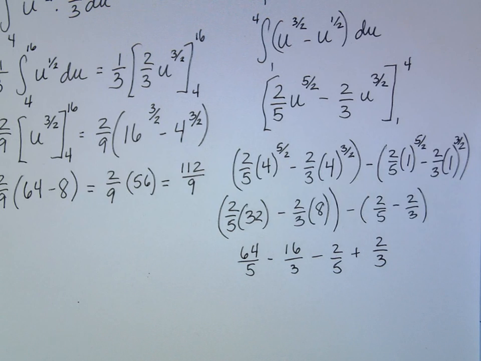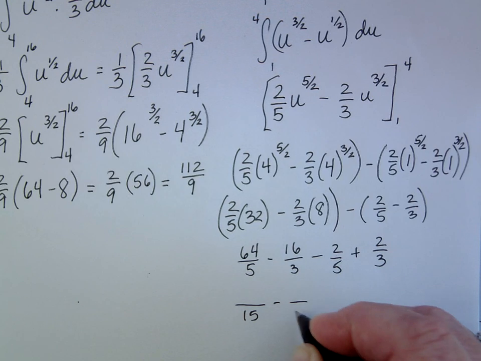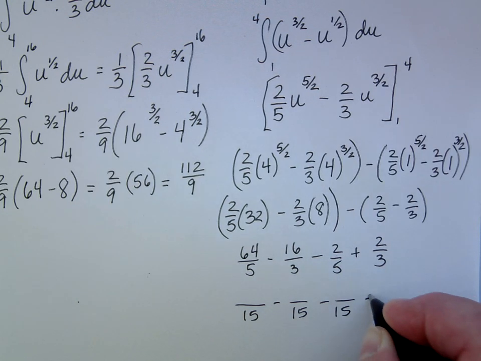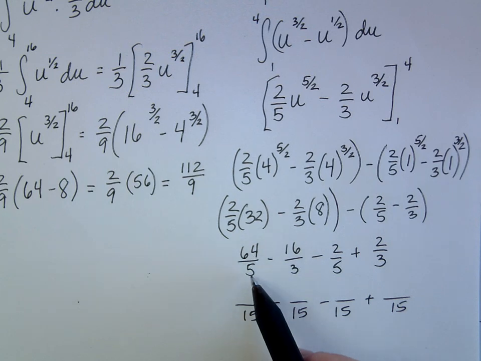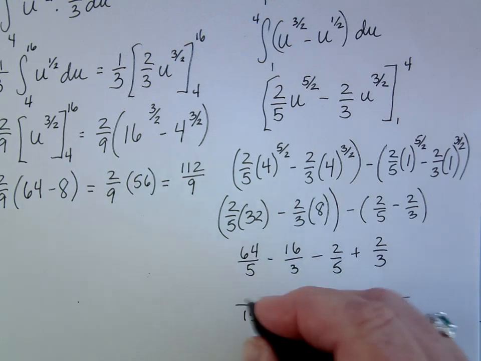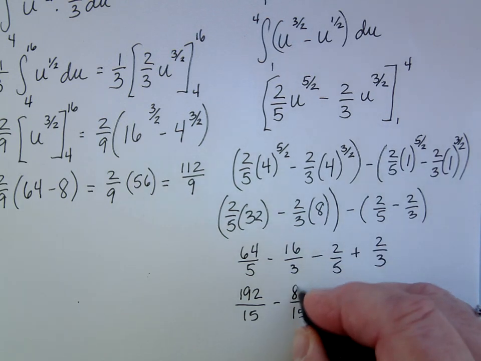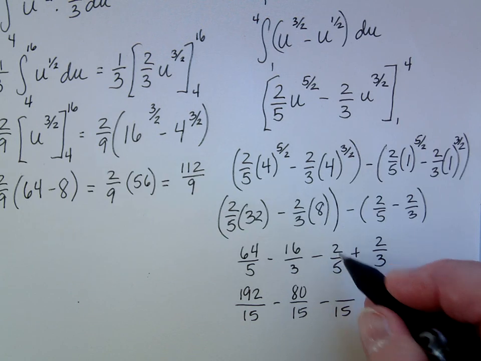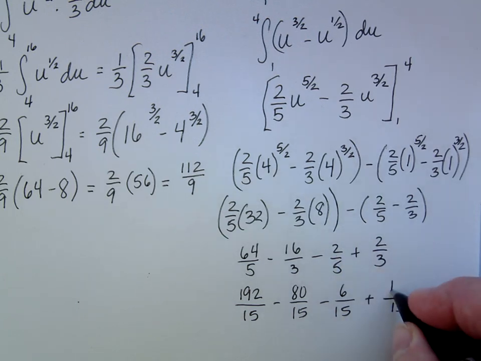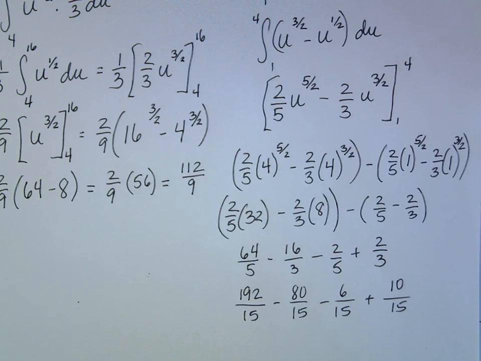If this were a non-calculator question, you've got to come up with common denominators. And so for this one, the common denominator is 15. Everybody got to have a 15. 64, I need to multiply by 3. 64 times 3 is 192. This one has to get multiplied by 5. 16 times 5 is 80. This one has to get multiplied by 3. This gives me a 6. This gets multiplied by 5, gives me a 10. And if I take all those things and add them up, guess what the total is? 116 over 15. And that is your answer to number 4.